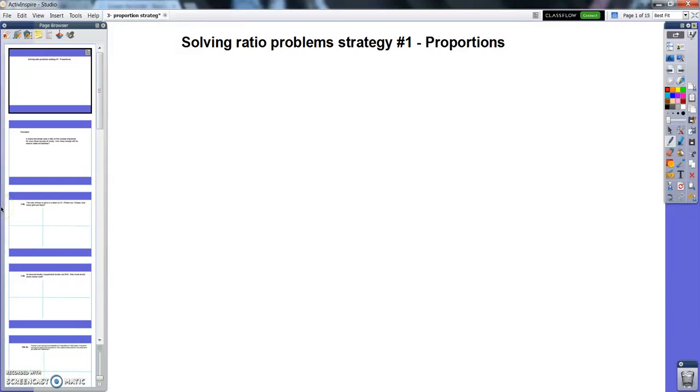Good evening, Accelerated Math. Don't start writing yet. Today's mini lesson is solving ratio problem strategy number 1, called proportions.